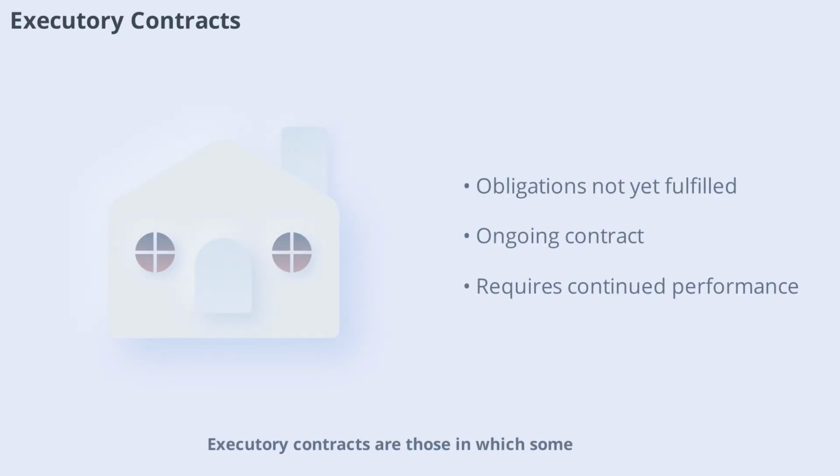Executory contracts are those in which some or all obligations have yet to be performed. For instance, if you sign a lease for an apartment, the contract remains executory until the lease term ends and all rent is paid. These contracts are ongoing and require continued performance from one or both parties.